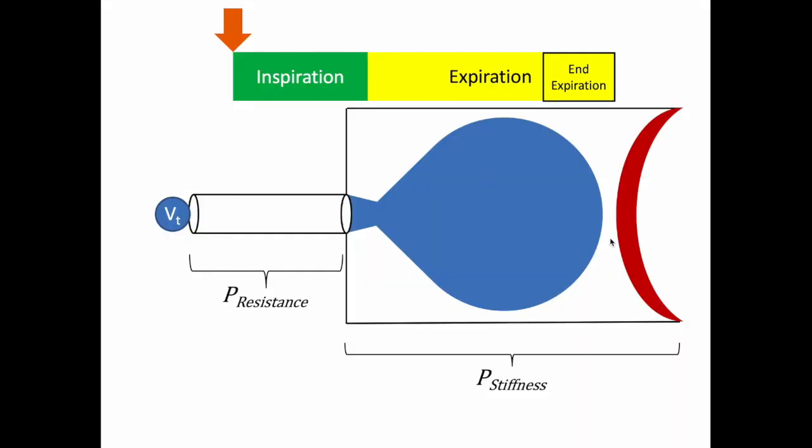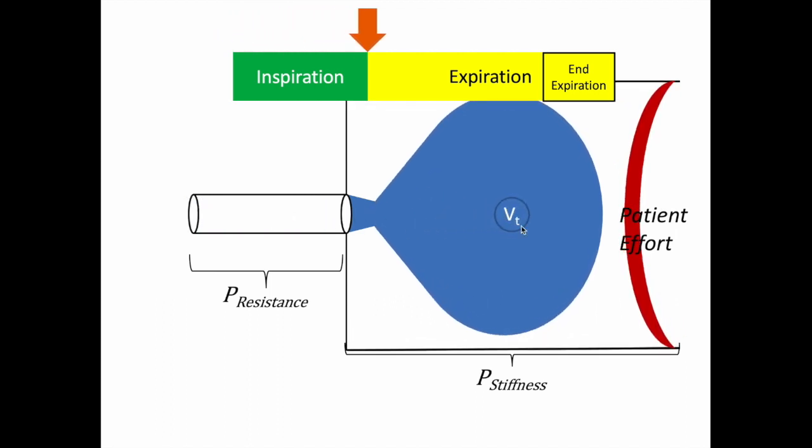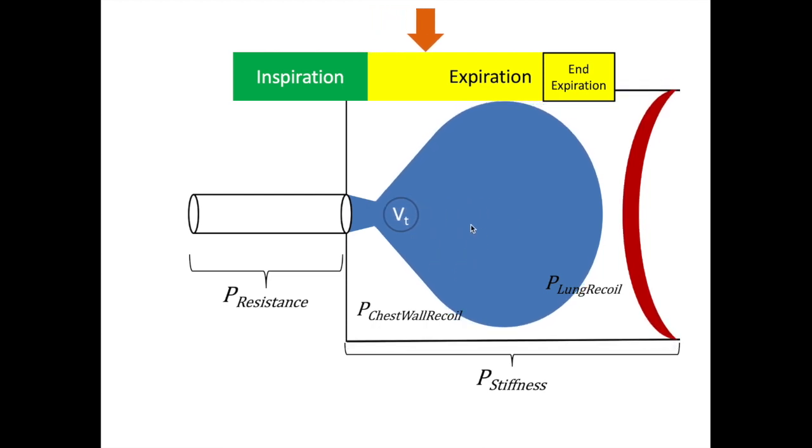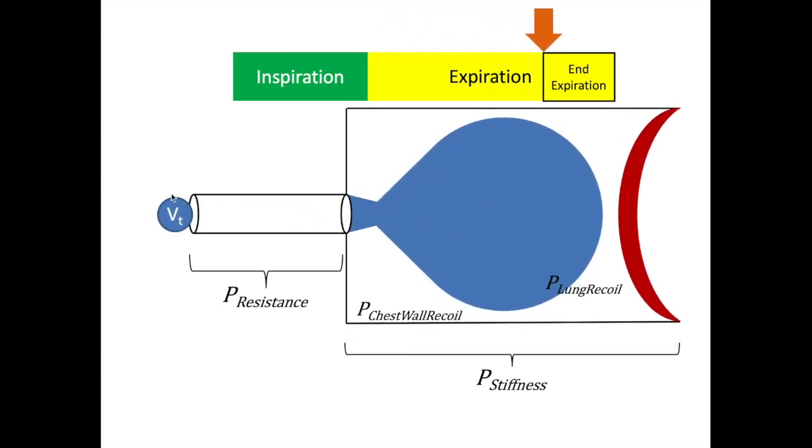During inspiration, there's a patient effort created by the diaphragm that overcomes the stiffness pressure of the lungs and chest wall, as well as the resistance pressure of the airway, in order to drive a tidal volume down into the lungs. The important thing about expiration is that it's passive. That is, the effort that is created by the diaphragm during inspiration stretches out the lungs and chest wall like they're a spring. And so when that effort goes away, what you're left with is recoil pressure from the lungs and chest wall. So they're stretched out, and the force of them retracting creates a pressure that's enough to drive the tidal volume back out of the lungs and into the atmosphere.